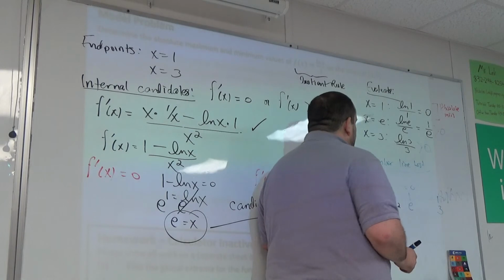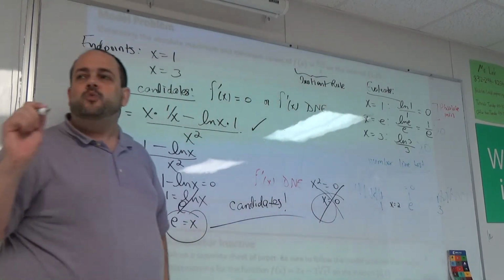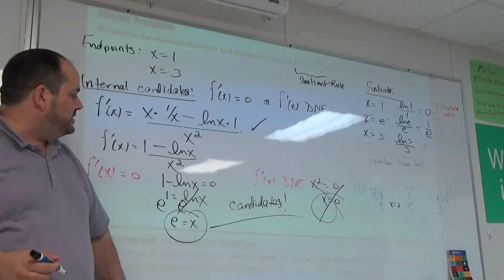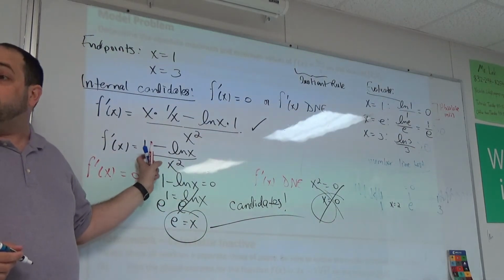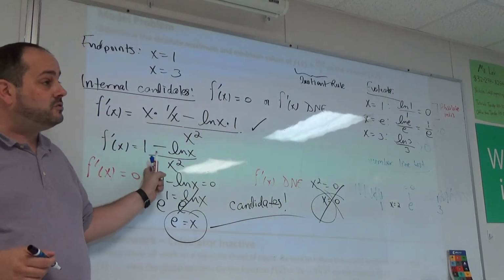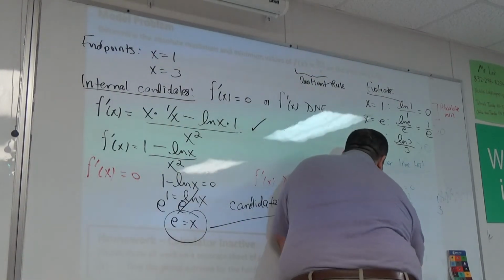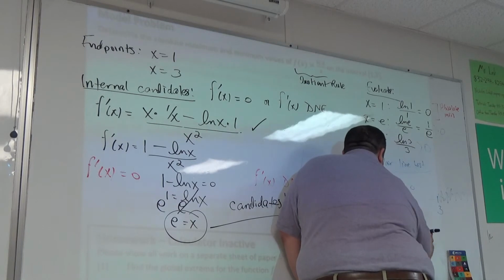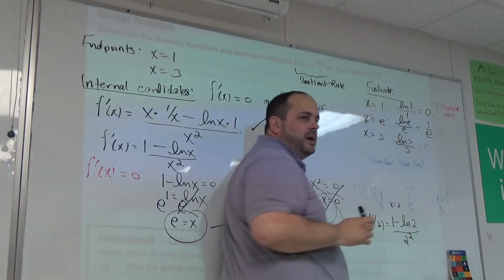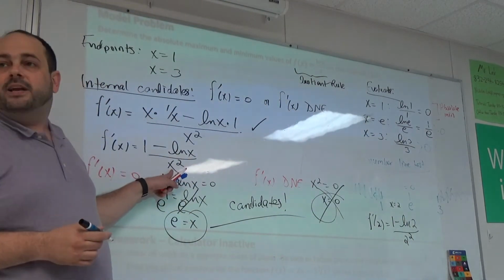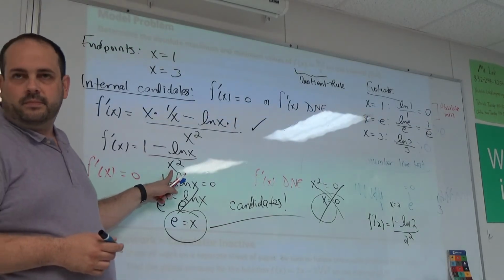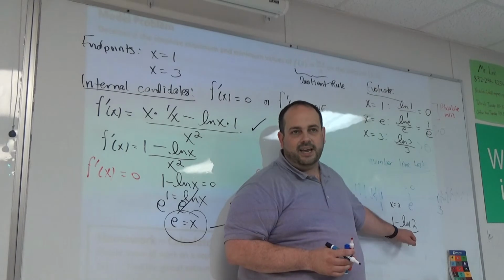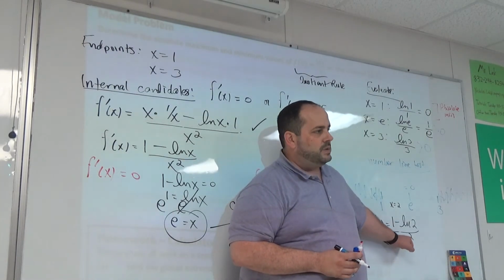Now, what you do with the 2 is important. What you're going to do with the 2 is go back to the derivative. You're going to look at the sign of the derivative here. So if I find f prime of 2, that's 1 minus the natural log of 2 over 2 squared. I'm just plugging back into my derivative. If you know what the graph of the natural log of x looks like, then you know what the answer to this is.